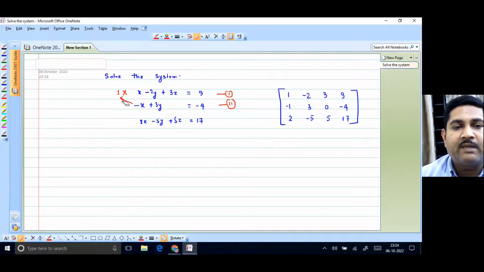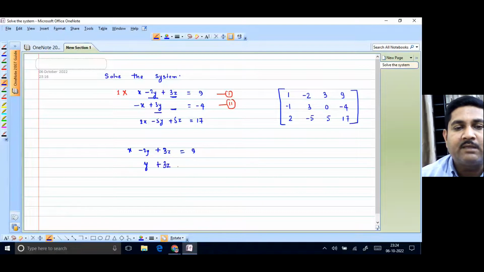So first of all, when I perform this task, let us see what is happening. I am writing x minus 2y plus 3z and that is equal to 9. Here x minus x is 0, so I don't write anything. Minus 2y plus 3y is y. I am writing y. 3z, here 0 is there, so 3z plus 0 is 3z, so I am writing 3z. And 9 minus 4, that I am writing as 5.